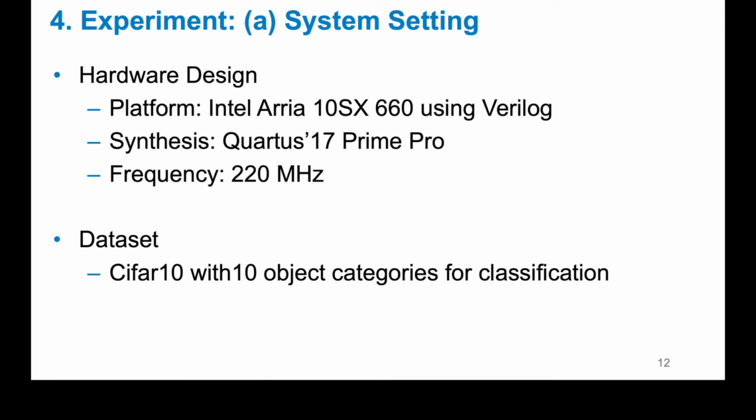Now we introduce our experimental part. The hardware design is implemented on the Intel Arria 10 SX660 platform using Verilog. Quartus is used for synthesis and the clock frequency is 220 MHz. CIFAR10 is used as our dataset with 10 classes for classification.